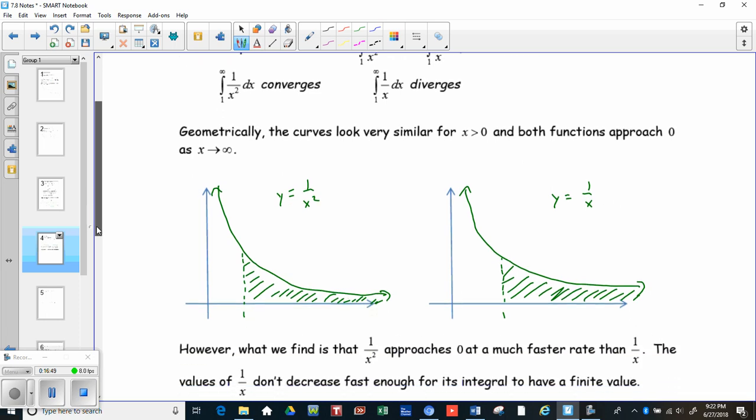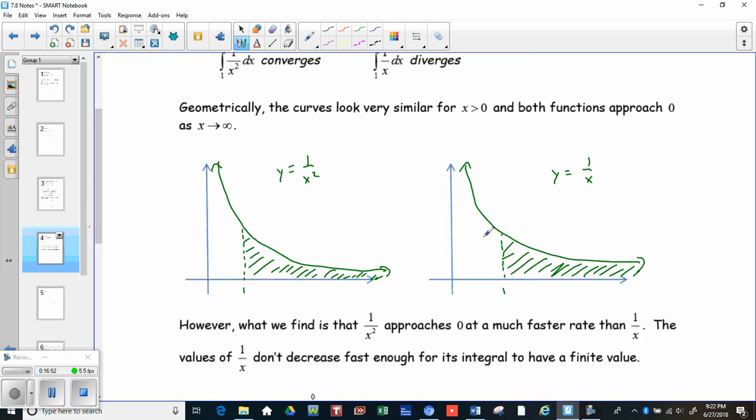The concept behind this, because these two functions look very similar, what you should see is that this one actually is a little bit higher off of the x-axis than this one is. As they approach infinity, both of these functions are going to approach 0. The problem is that this one right here does not approach 0 fast enough. This one approaches 0 much faster than this one does. So you can actually approach at different rates. This one approaches faster. This one does not approach fast enough, and therefore we cannot find a finite value for it, where we can for this one. A very interesting concept.